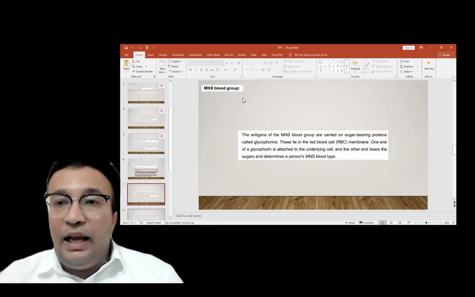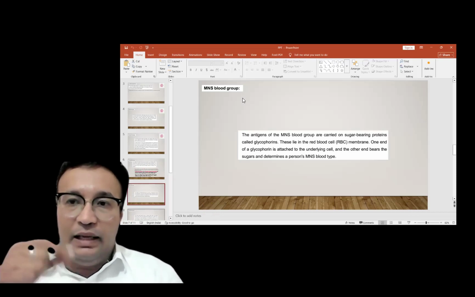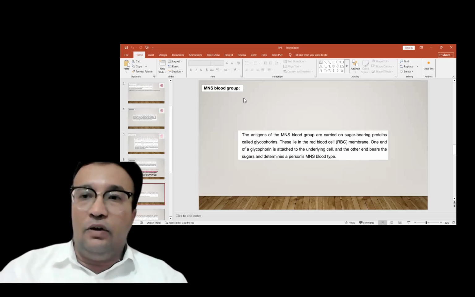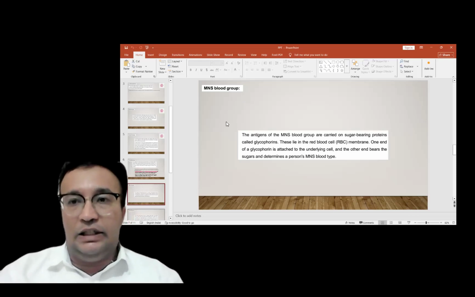Now, M and N antigens were discovered first, and S antigens were discovered 20 years later after the discovery of M and N antigens. Okay.